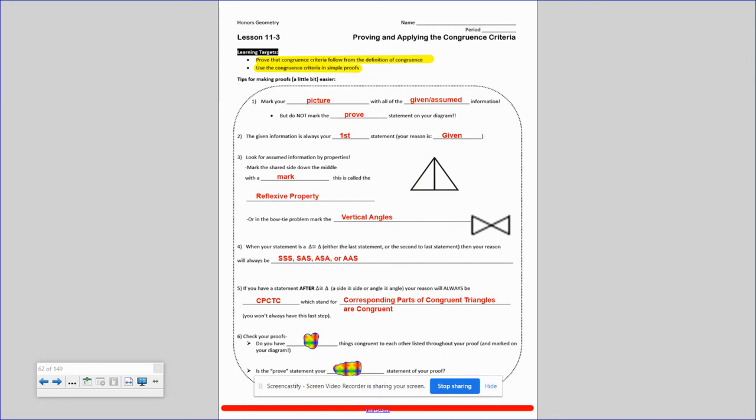Last thing, to make sure you actually proved it, remember we need a minimum of 3 things congruent. So make sure your proof has 3 things. And make sure your prove statement is the last statement that you write there. So we'll always start with the given, and we'll always end with the prove statement. This is a good little cheat sheet to help you remember how to make those proofs, because I know we hated those when we did them before.